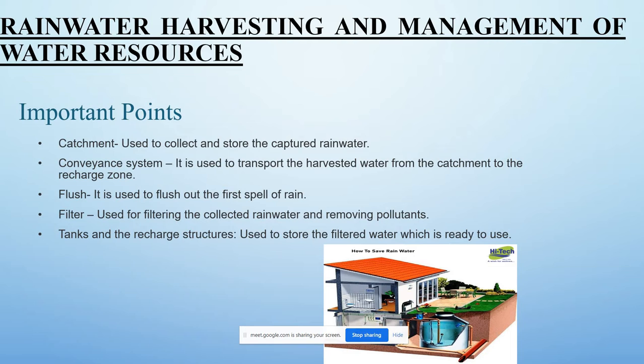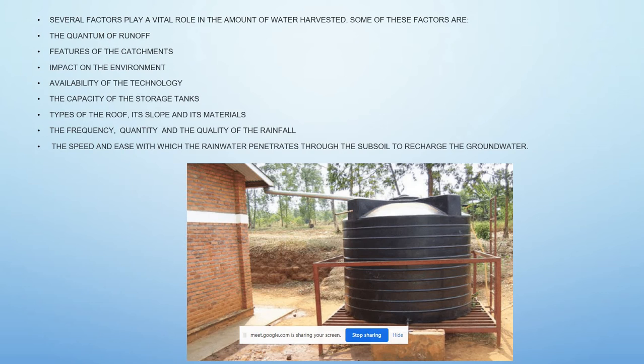Several factors play a vital role in the amount of water harvested. Some factors are the quantum of runoff, features of the catchment, impact on the environment, availability of the technology, the capacity of the storage tank, types of the roof, its slope and its material, the frequency, quantity and the quality of the rainfall, the speed and ease with which the rainwater penetrates through the subsoil to recharge the groundwater.